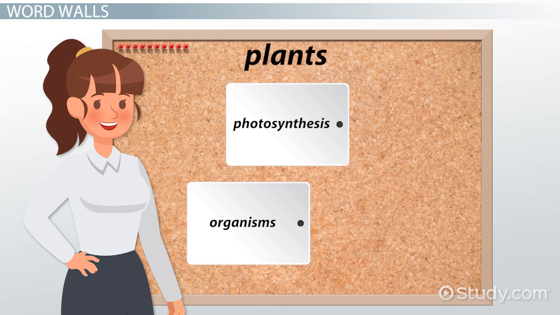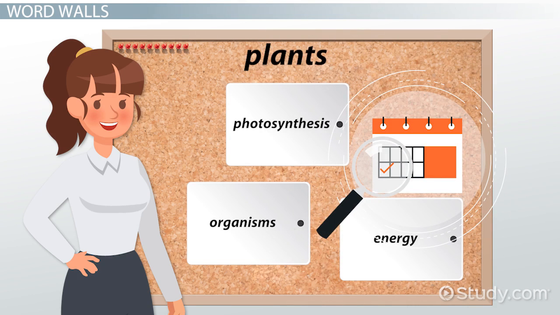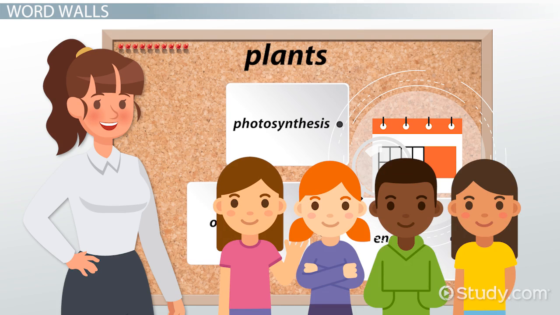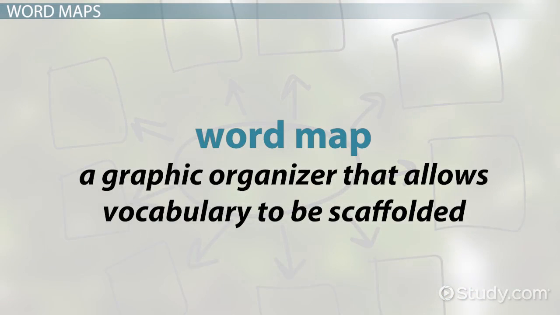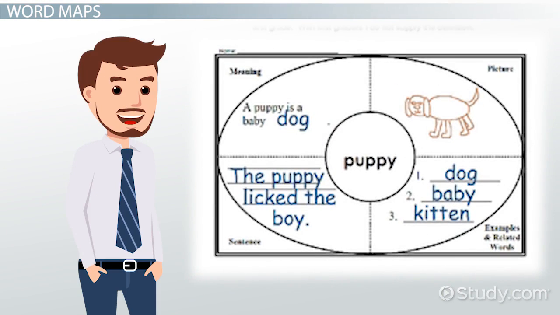The teacher will add words throughout the year and frequently revisit them, weekly, semi-monthly, monthly, to make sure students have a firm understanding of each word. This allows students to actually build their vocabulary as the teacher uses the wall to teach and reteach words and concepts. A word map is a graphic organizer that allows vocabulary to be scaffolded or broken down into smaller chunks to support student comprehension of the words.